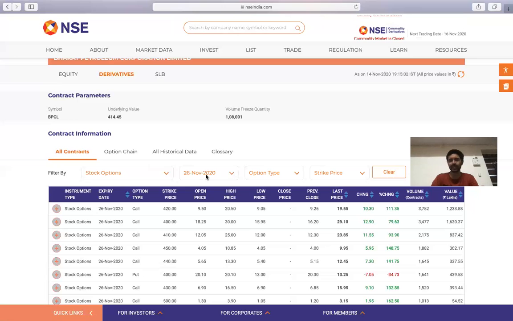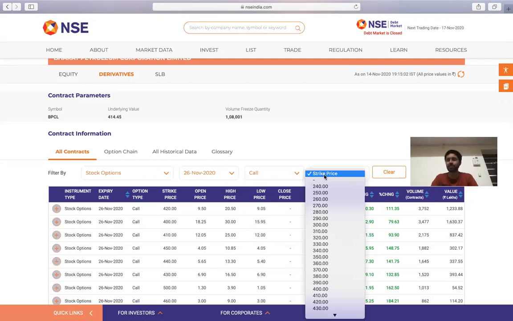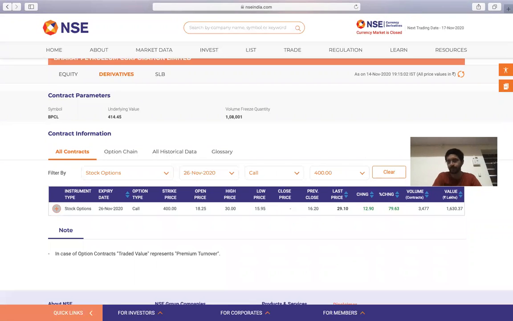So I click on 26th November. You can take any other expiry date also, but I'm taking 26th November. Option type, I'm taking call option first, and then I'm choosing a strike price. If you remember, the share price moved from 394 to 414. I am taking a strike price of 400.